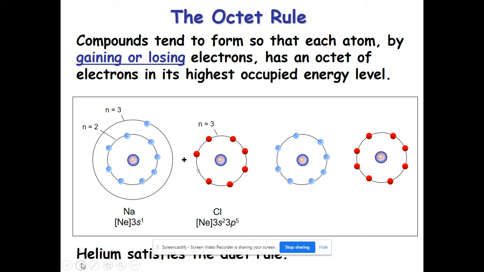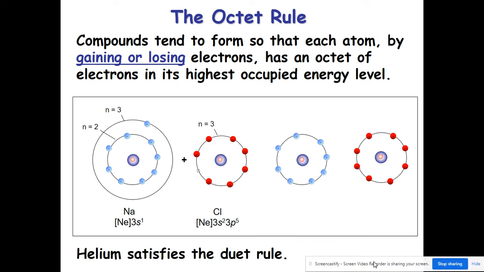The octet rule says that when compounds form, they tend to form so that each atom, by gaining or losing electrons, has an octet. That means 8 electrons in its highest occupied energy level.